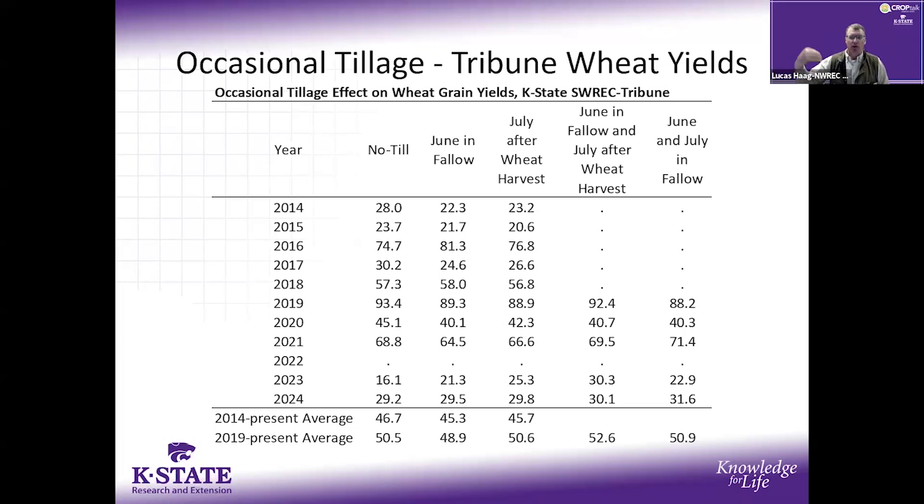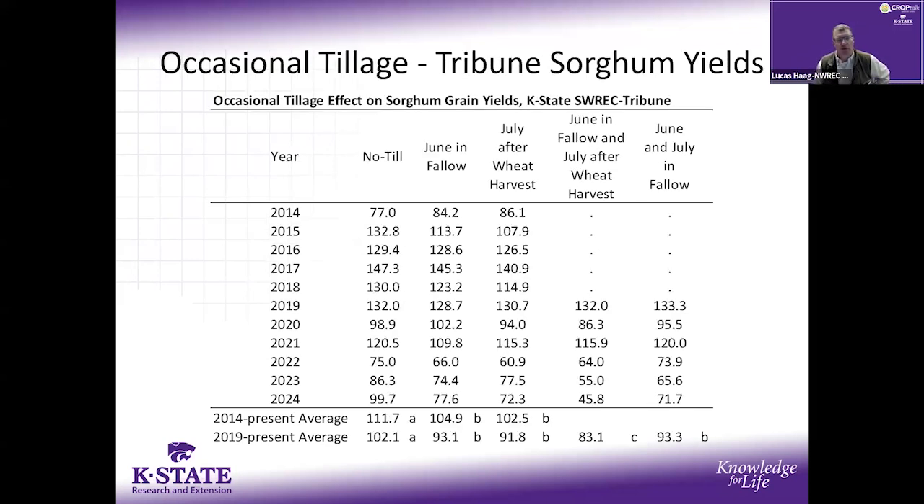For 3 of these treatments, we've got data going back to 2014, and then we revised the trial in 2019 and added these other 2 treatments. In general, on average at Tribune, we're not seeing any difference in wheat yields between the no-till, tilling once during fallow, or once after harvest, or any of these other combinations. Essentially no statistical difference in wheat yields at Tribune, either from 2014 to present or 2019 to present with these treatments. Now in the sorghum, we are starting to see a bit of a difference here.